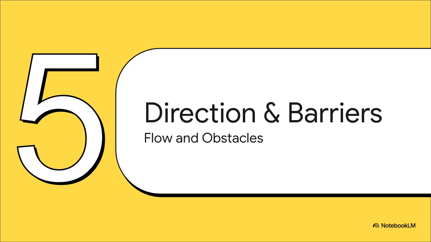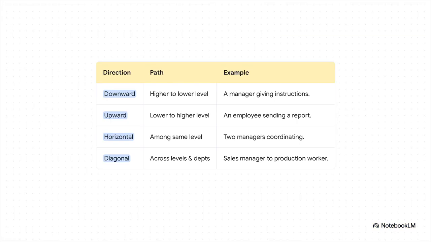Now, let's have a look at how communication flows inside an organization, and also what can stop it. These are two related concepts, and they're often tested together. You should be prepared for questions that describe a situation and then ask you to identify the direction of the communication flow. So downward, that's a boss talking to an employee. Upward is the reverse. Horizontal is between peers, like two project managers working together. And diagonal cuts across different departments and levels, which is a bit less common, but still important to know.